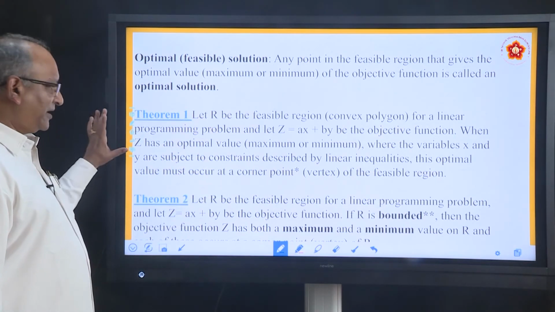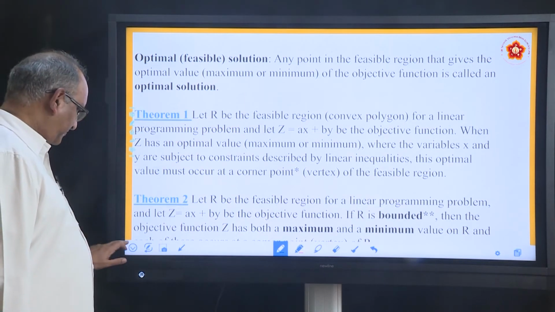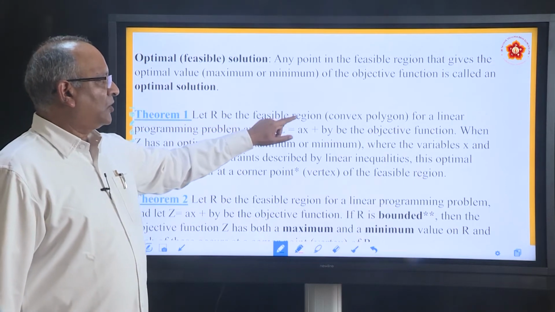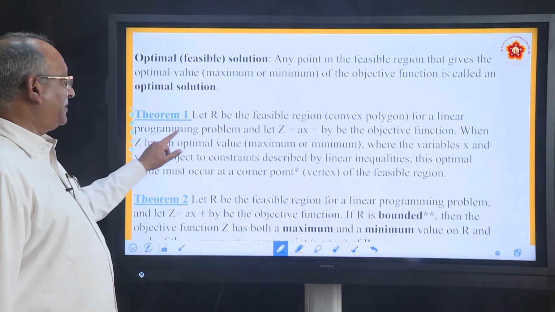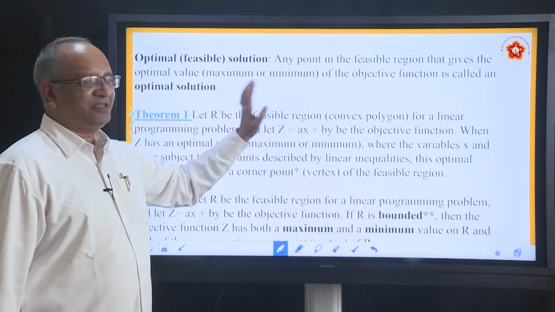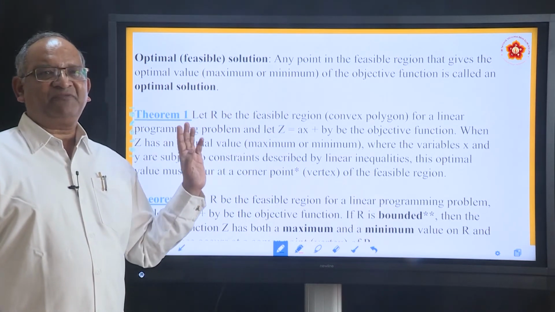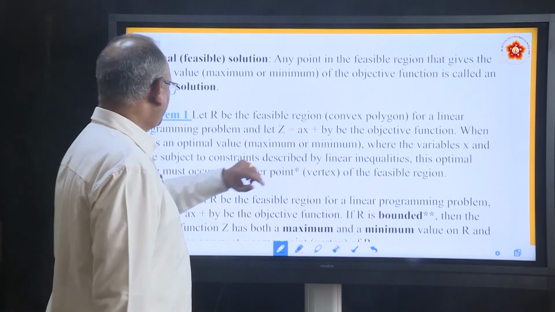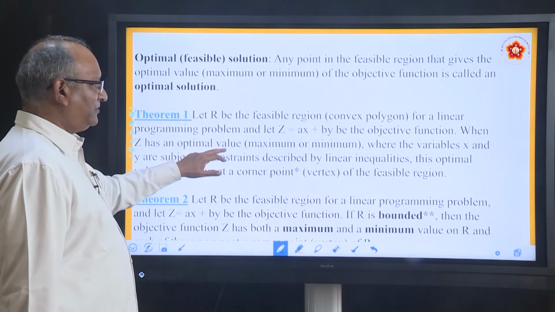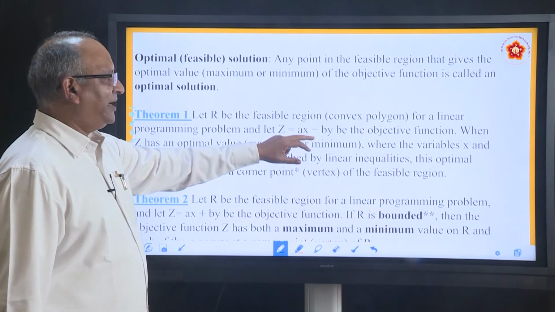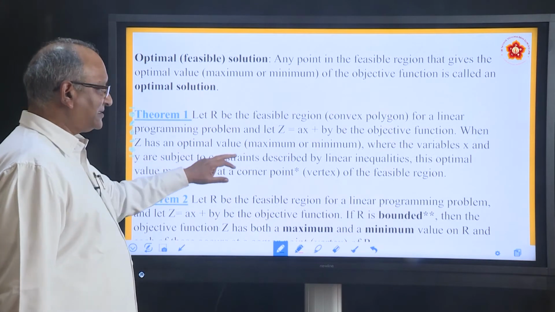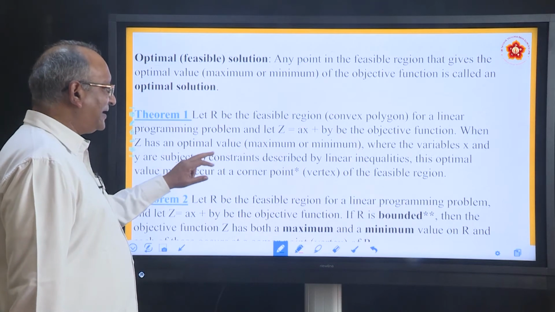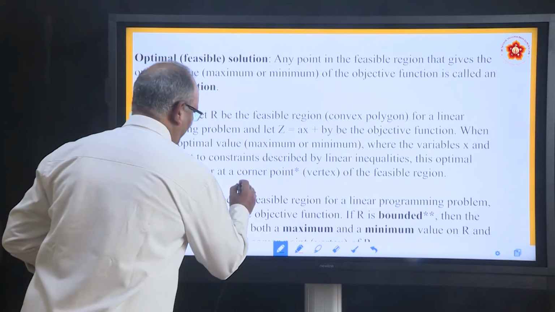Theorem. Now we are coming to 2 small theorems. First one says, let R be the feasible region, a convex polygon, for a linear programming problem, Z equal to AX plus BY. Why did he write AX plus BY? Because A and B will be changing according to the problem with the objective function. When Z has optimal value, that is maximum or minimum, where the variables x and y are subject to constraints described by the linear inequalities, this optimal value must occur at the corner points. This is very important.